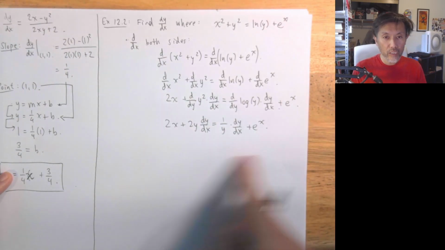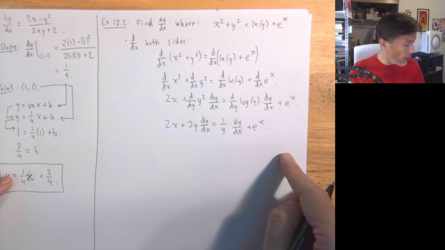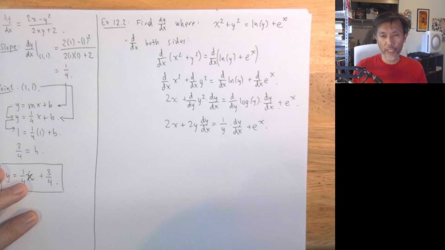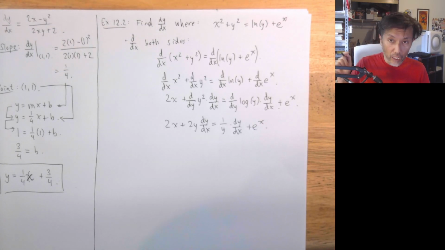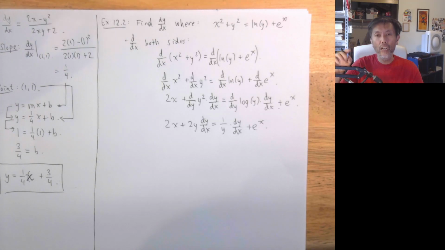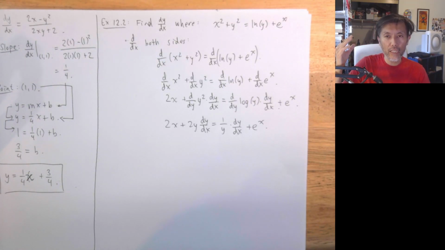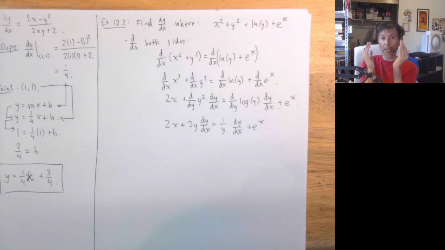Now, this equation, we can then solve for dy dx. How? We can get all the stuff involving dy dx on one side of the equal sign and all the stuff that doesn't involve dy dx on the other. Why? Because we are preparing to factor out the dy dx, and then that will allow us to isolate what dy dx is in terms of x and y only.